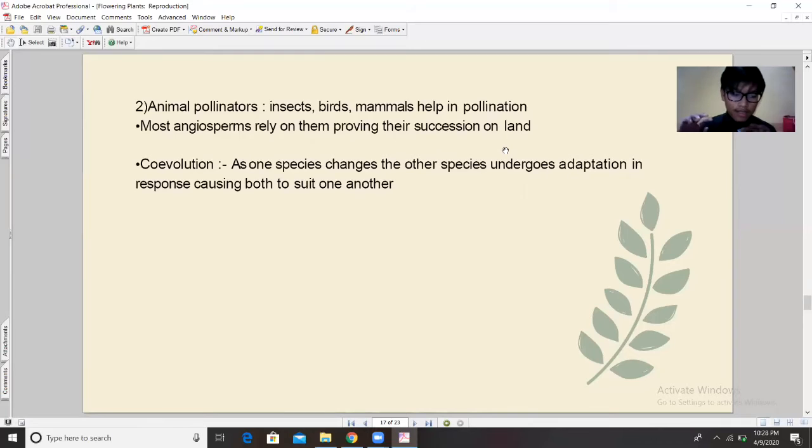So for millions of years, plants and their animal pollinators have co-evolved. So what is the meaning of co-evolve? Co-evolve is when as one species changes, the other species undergoes adaptation in response, causing both to suit one another. So plants with flowers that attract a pollinator had an advantage because in the end they produce more seeds. Similarly, pollinators that were able to find and remove food from the flower were more successful.